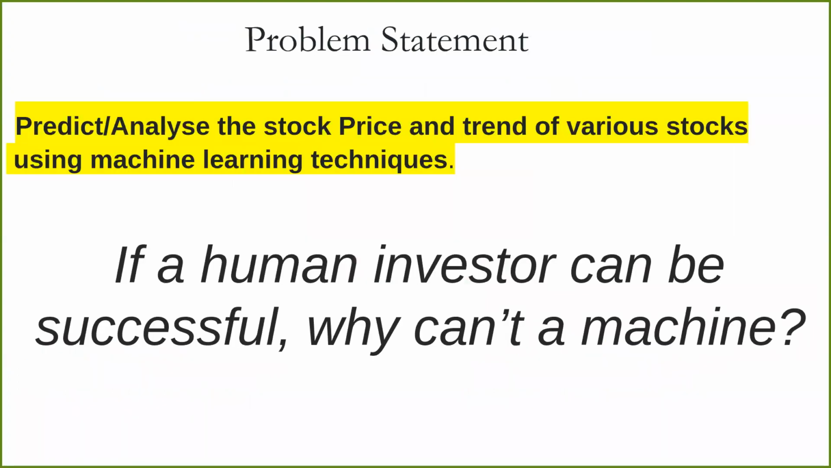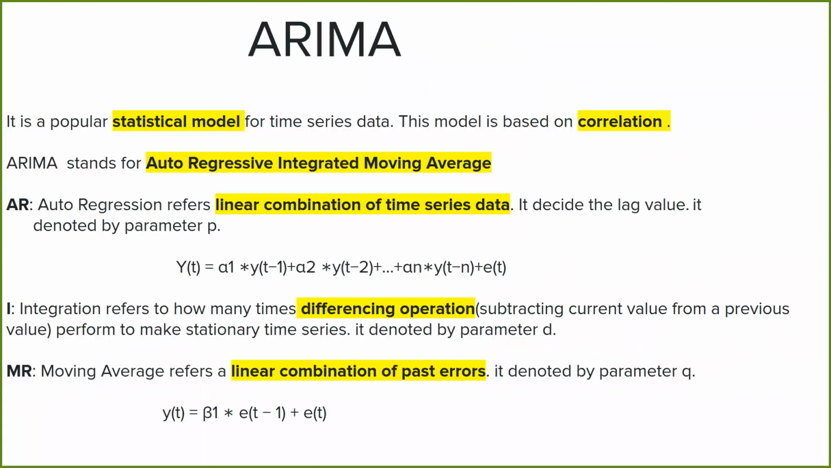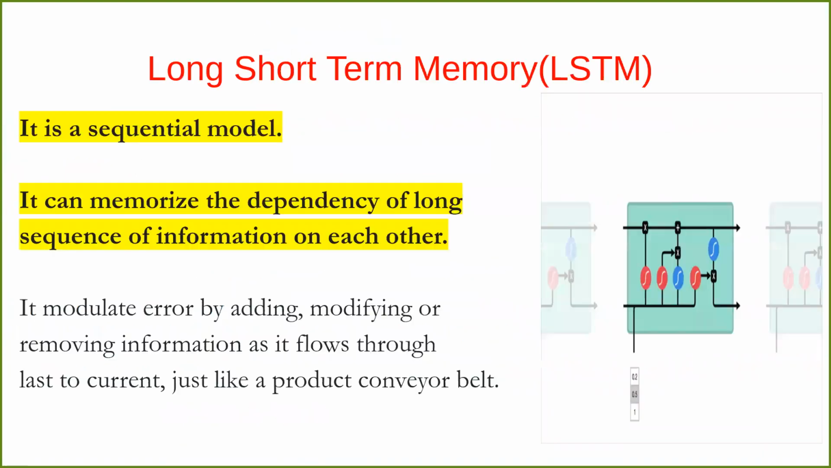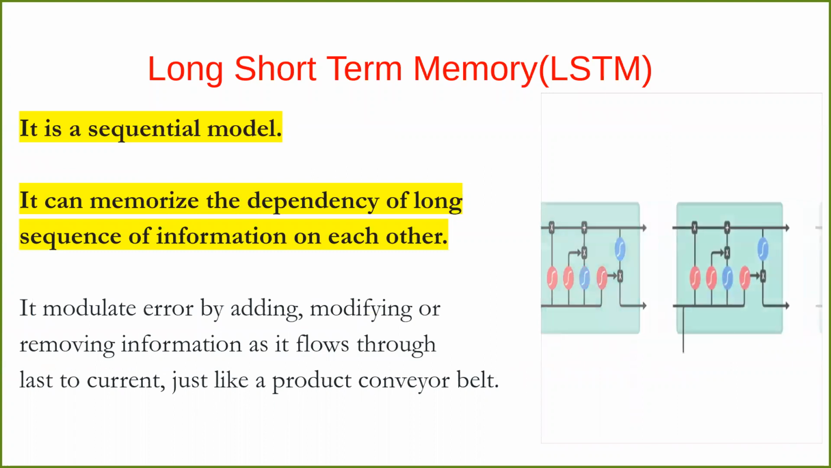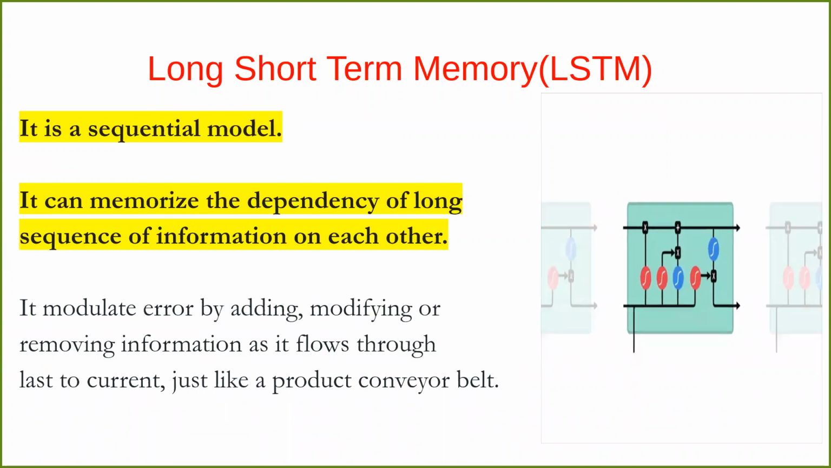I am predicting or analyzing the stock price and trend of various stocks using machine learning techniques. I have already proposed the ARIMA and LSTM based model to predict the stock price. ARIMA is a statistical model based on correlation, whereas LSTM is a deep learning sequential model. It can memorize the dependency of long sequences of information on each other.